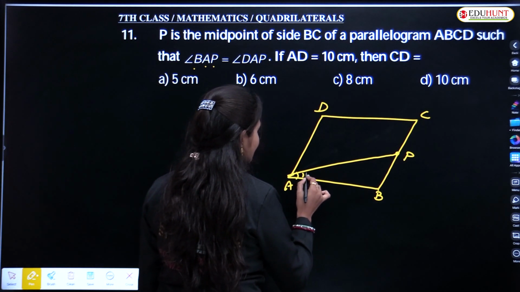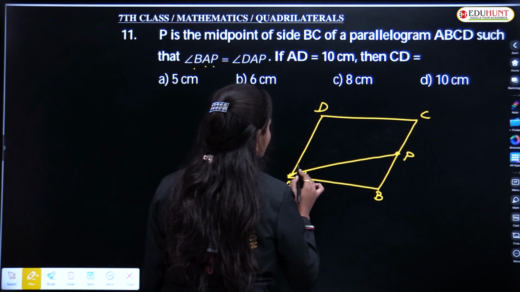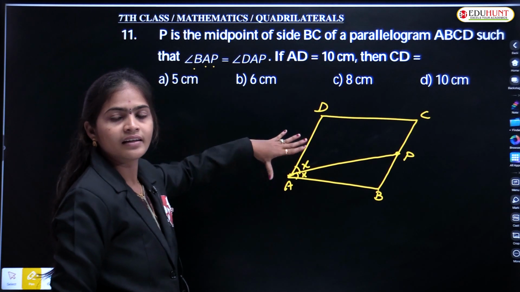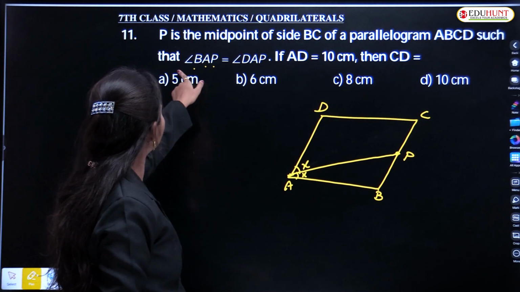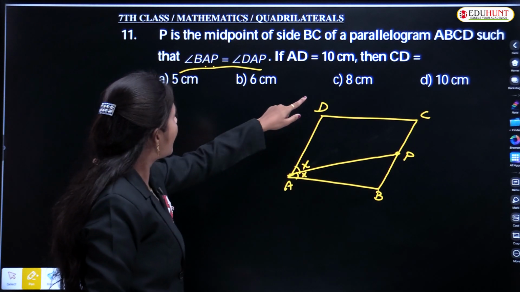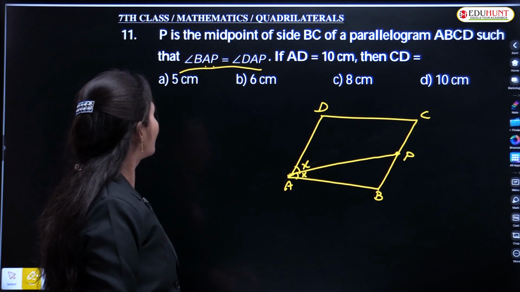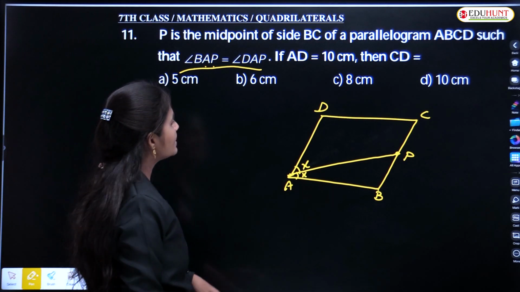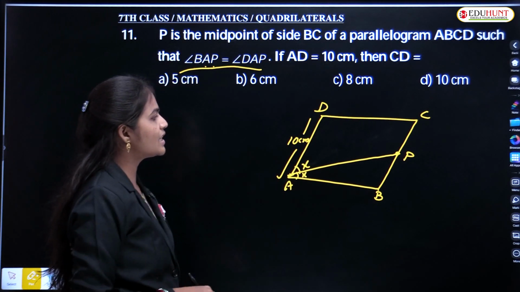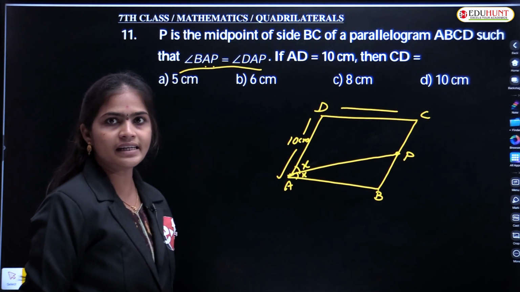So this is some X, which is equal to angle DAP. So here also angle X only. Why? Because AP is the angle bisector. They didn't say it directly, but according to the question, angle BAP is equal to angle DAP. So AP is the angle bisector they are saying. If AD is equal to 10 centimeters, then we need to find CD.